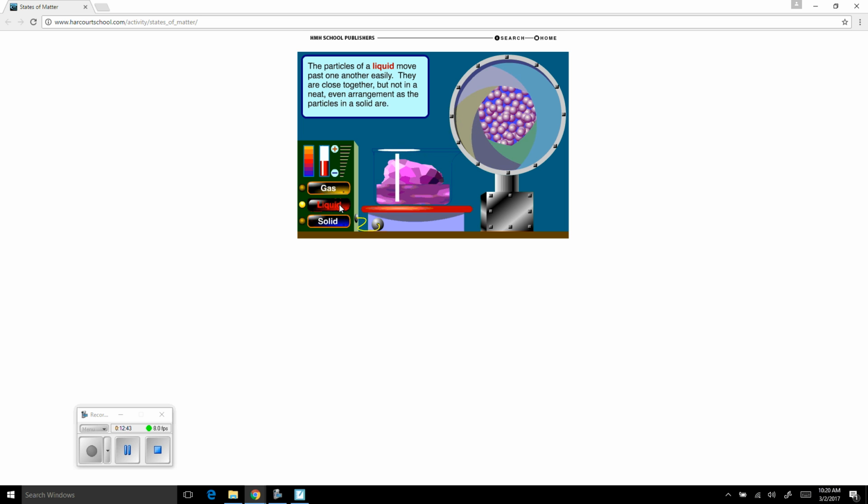With a liquid, now I'm decreasing some of the particles' potential energy, and I'm increasing some of the particles' kinetic energy. Notice not all of them, because a lot of them are still packed pretty closely together, but enough are moving that I've actually changed the phase of matter.